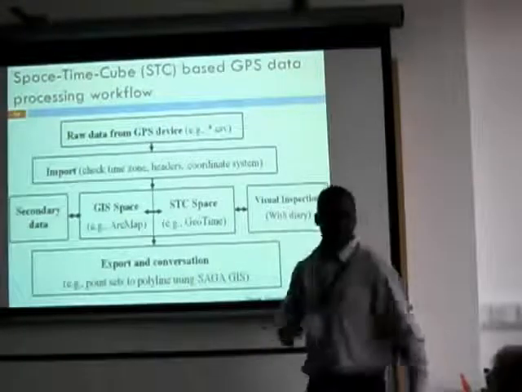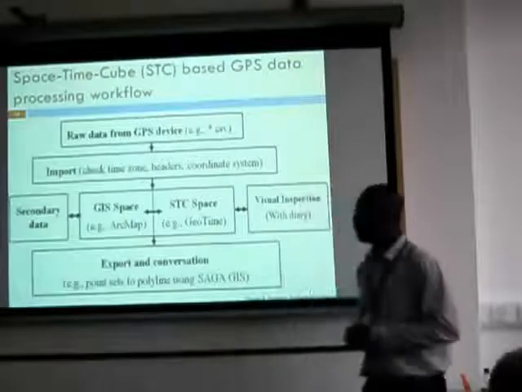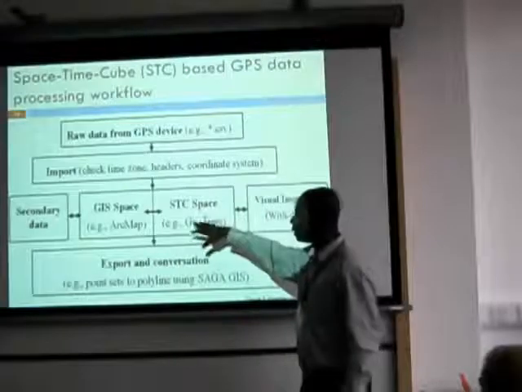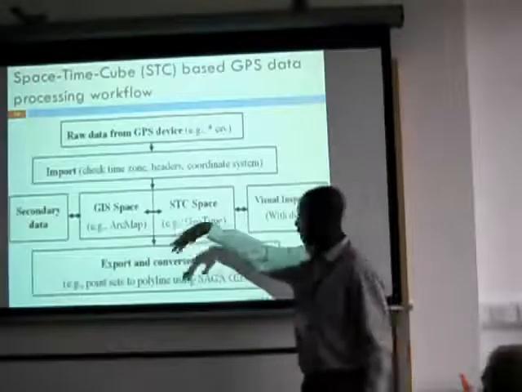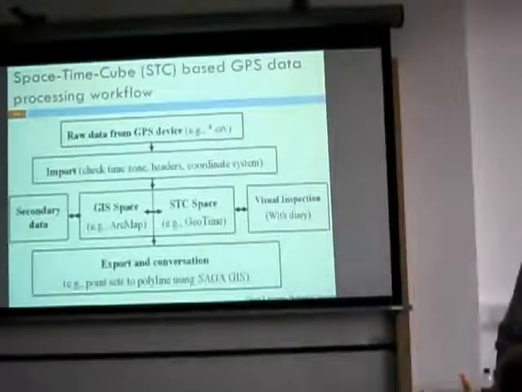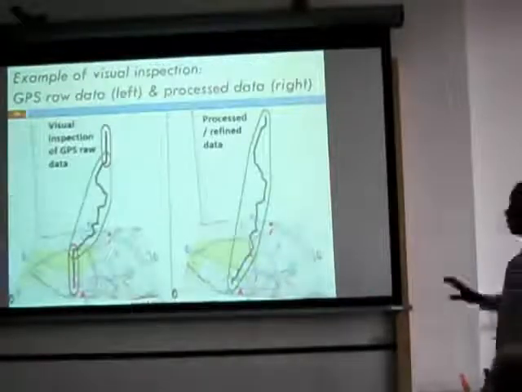So basically, I use GeoTime, which has been introduced by Opus. You put the raw data into space-time and then use the diaries and other secondary data like OpenStreetMap and others supported by ArcMap to edit it. So that's basically the concept.